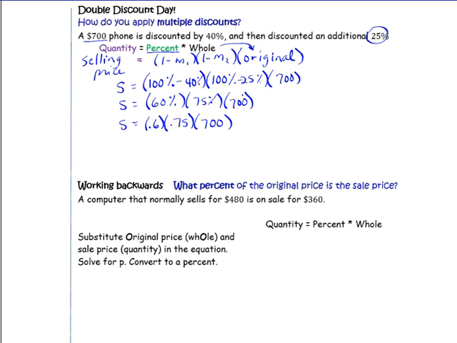So the 0.6 represents the 40% off. The 0.6 is what you're going to pay when that 40% is reduced. The 75% represents the amount of phone you're going to pay after the 25% discount. Then you multiply all of that together to get your final answer, or your final selling price. So go ahead and calculate that, and you should get 315. What that means is that the selling price is $315, down from $700. That's a really good sale.